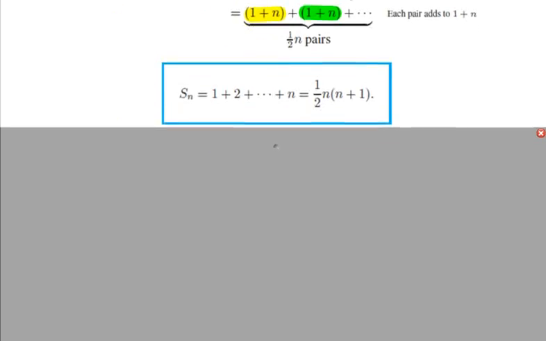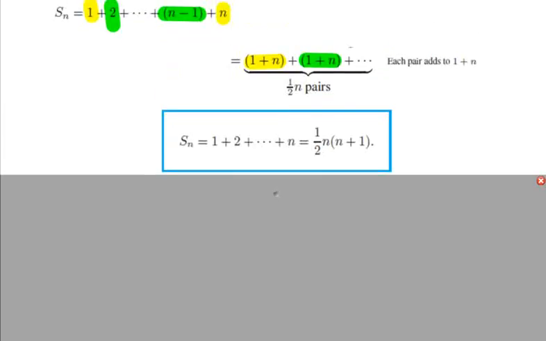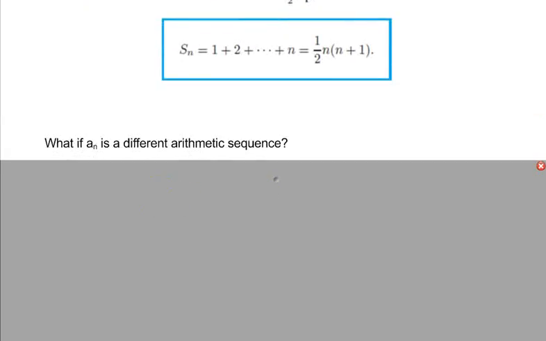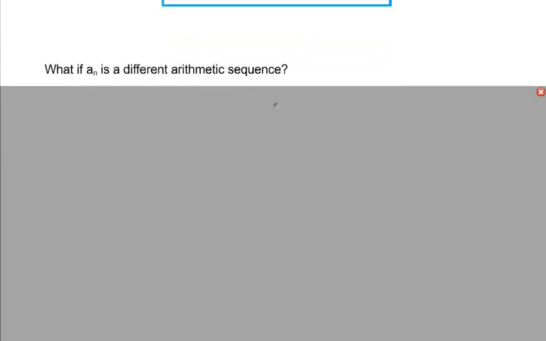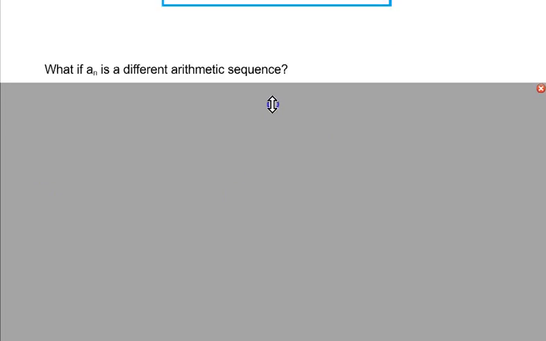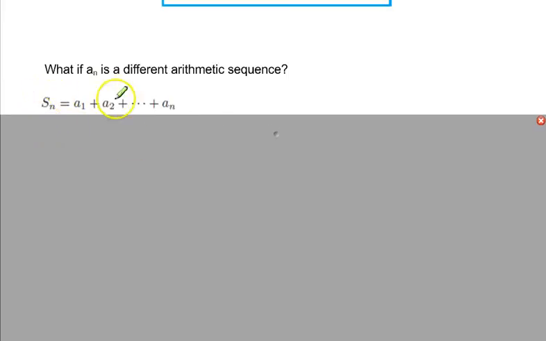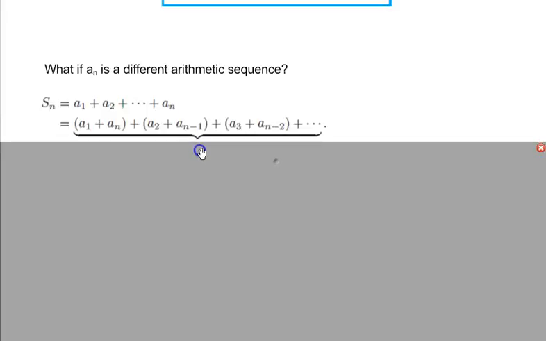And I know some of you may be saying, well, what if our arithmetic sequence is not just the numbers from 1 to n? What if it's a different arithmetic sequence? And I'm ahead of you. So let's suppose a sub n is not the sequence of numbers 1, 2, 3, 4, 5, 6, 7, 8, whatever. It's just a general sequence. So that means the partial sum, S sub n, is equal to a sub 1 plus a sub 2 all the way up to a sub n.